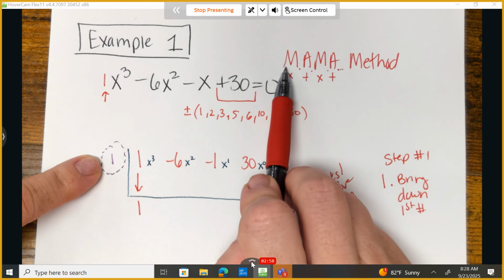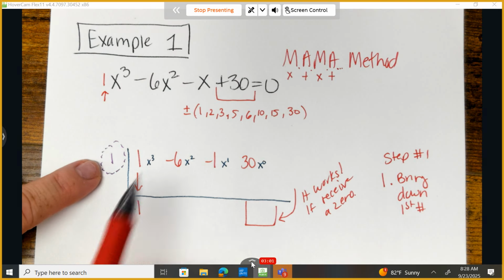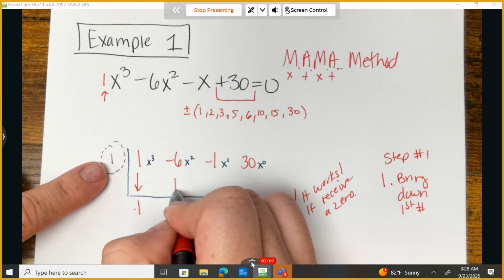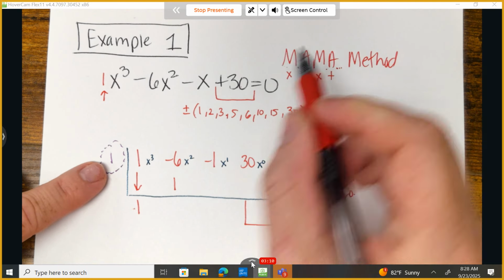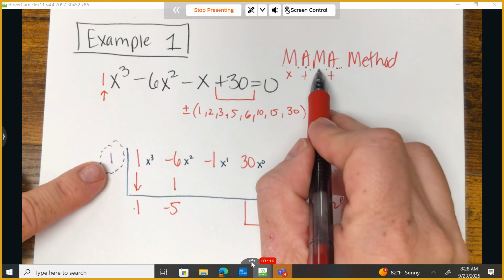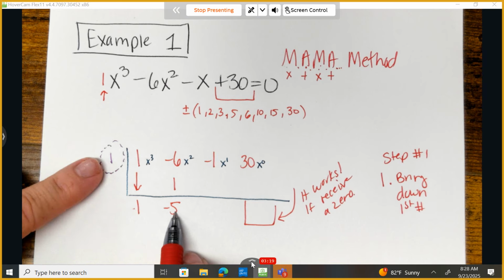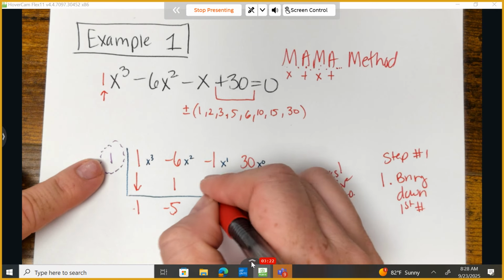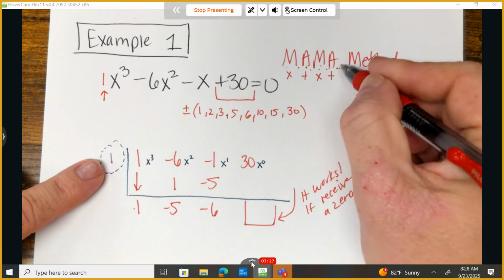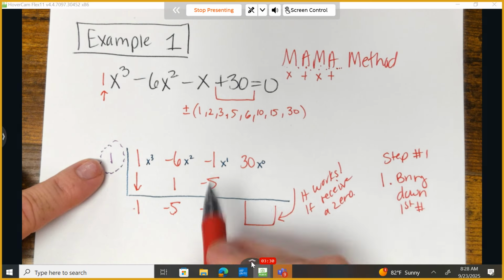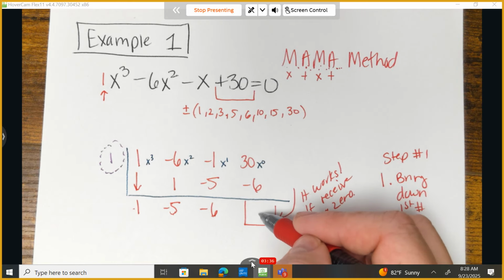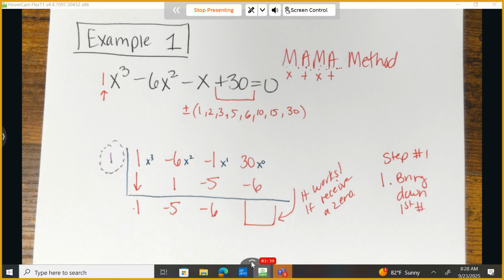And now I follow this MAMA method. It says take this number and multiply it with this magical number out front. So 1 times 1 is 1. I line it up and then I add straight down. Negative 6 plus 1 is negative 5. I keep going. I multiply. Well, what do I multiply this with? The magical number out front. Negative 5 times 1 is negative 5. And I add straight down. What do I do next? I continue to do MA until I have a number. I multiply to get negative 6, and I'm not even going to take time to add down to get 24, because unless this is a 0, it does not work.